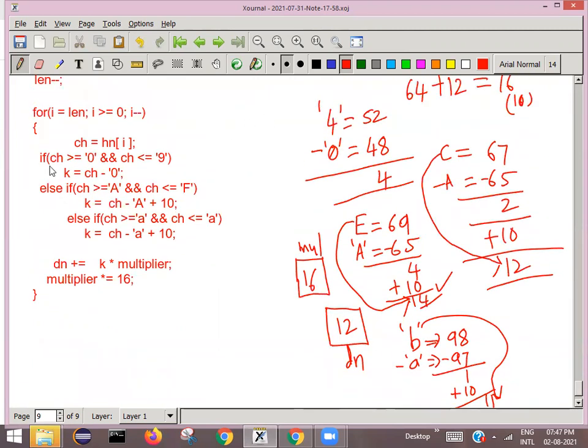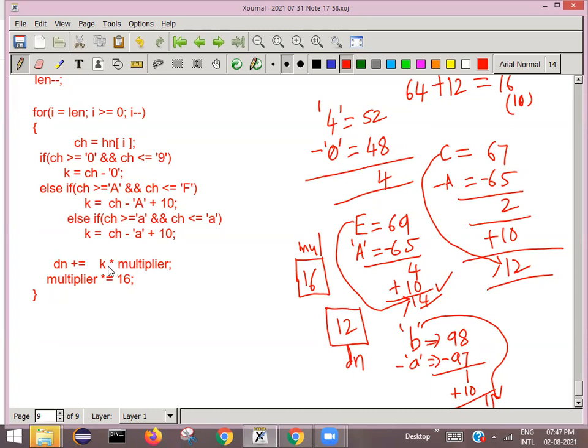Okay, so now see here. ch greater than or equal to 0 and less than or equal to 9, is it a digit? Yes. Now it is ch minus 0. So 4 means 52 minus 48. 52 minus 48 means you will get the number 4 here, and this else is not executed. Directly control comes here. dn is equal to dn plus k into multiplier.